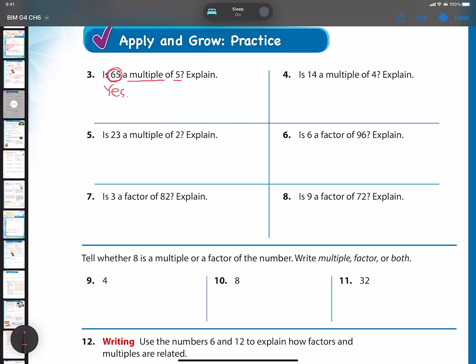And then how to explain? I just explained, right? The last digit, so the ones digit, is 5. Should I write it? Yes.